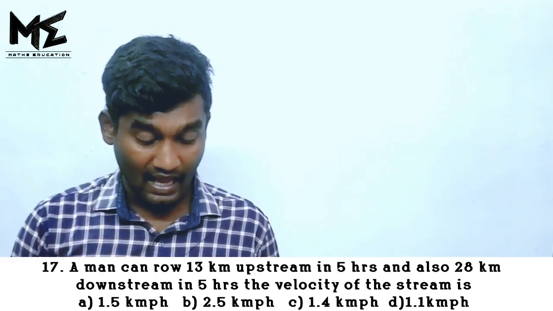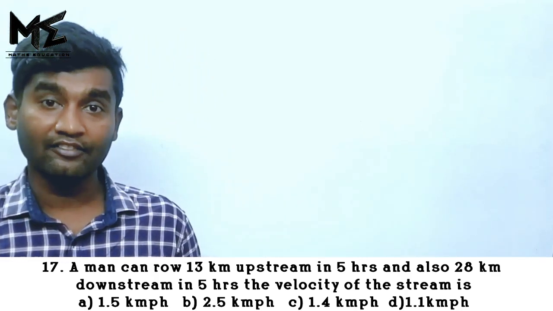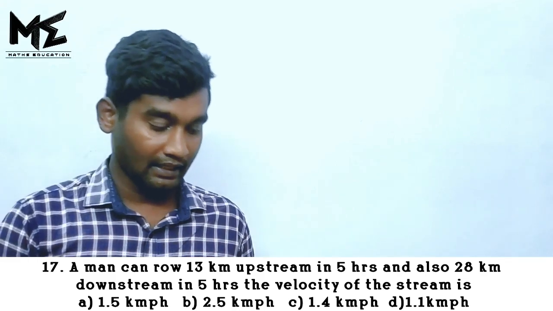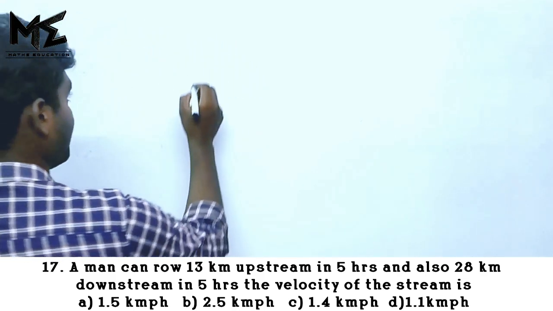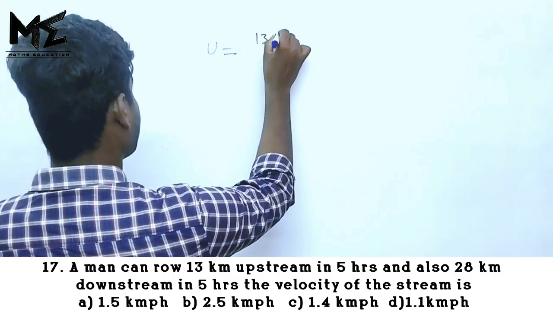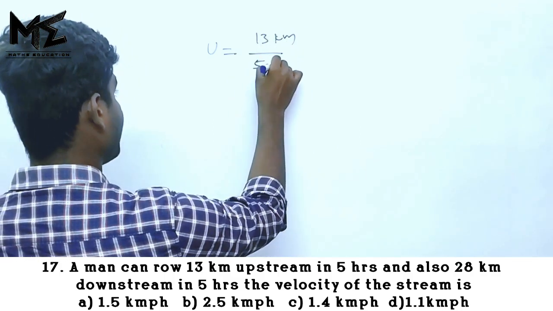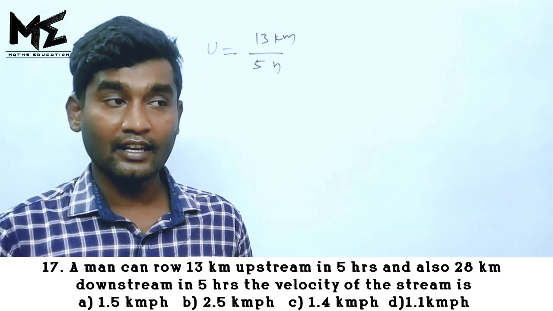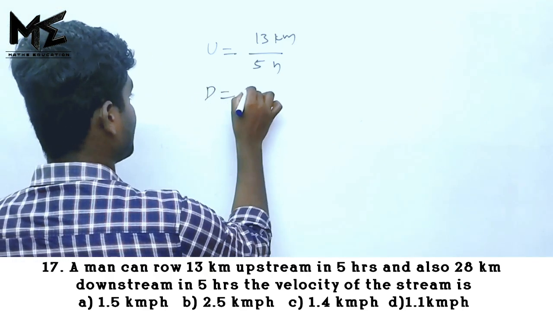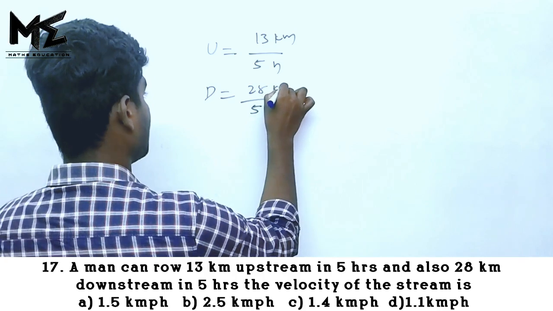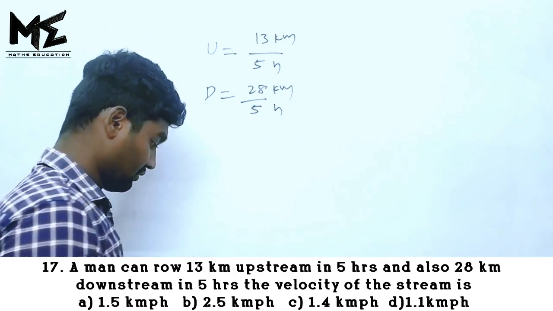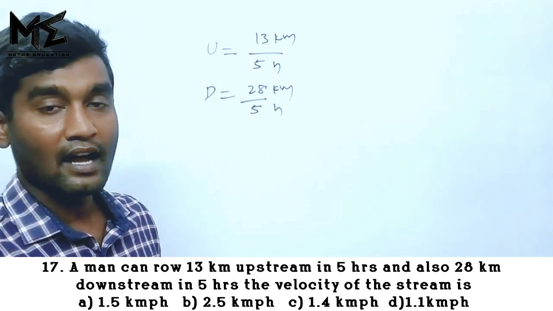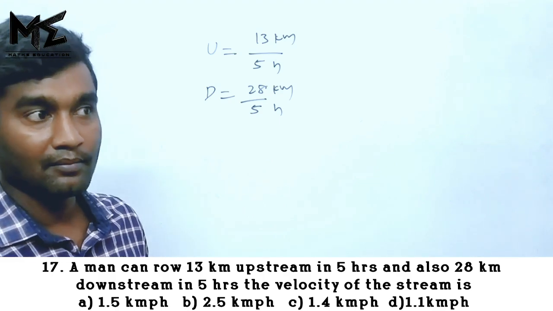Next question. A man rows 13 kilometers upstream in 5 hours. Upstream 13 kilometers in 5 hours, and 28 kilometers downstream in 5 hours. Downstream 28 kilometers in 5 hours. The velocity of the stream is, we have to find the velocity of the stream.